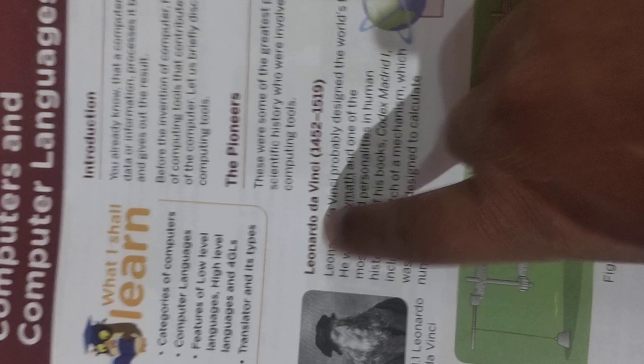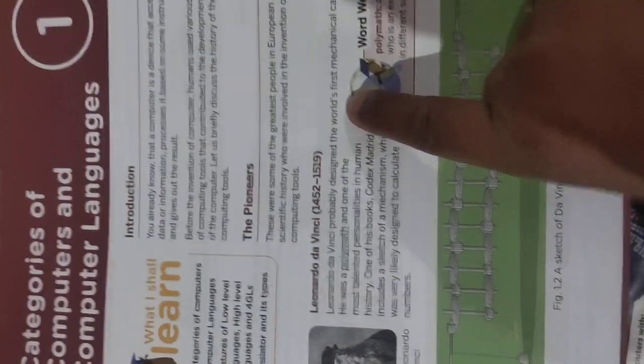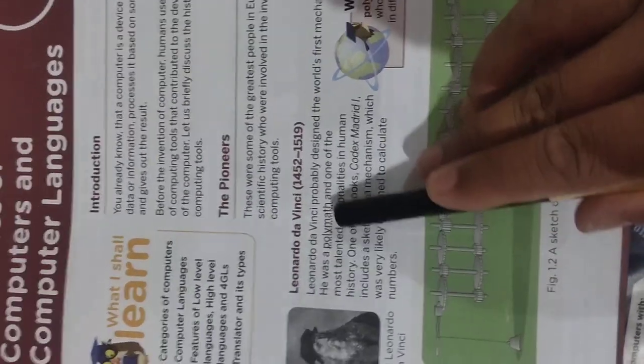First, Leonardo da Vinci. Everyone knows who this is. He is the greatest among all the historians we have understood, the man of the millennium, we can say. He was versatile. Leonardo da Vinci probably designed the world's first mechanical calculator. He was a polymath. Polymath means a person who has multiple talents, a great command of different subjects. It is known as polymath.